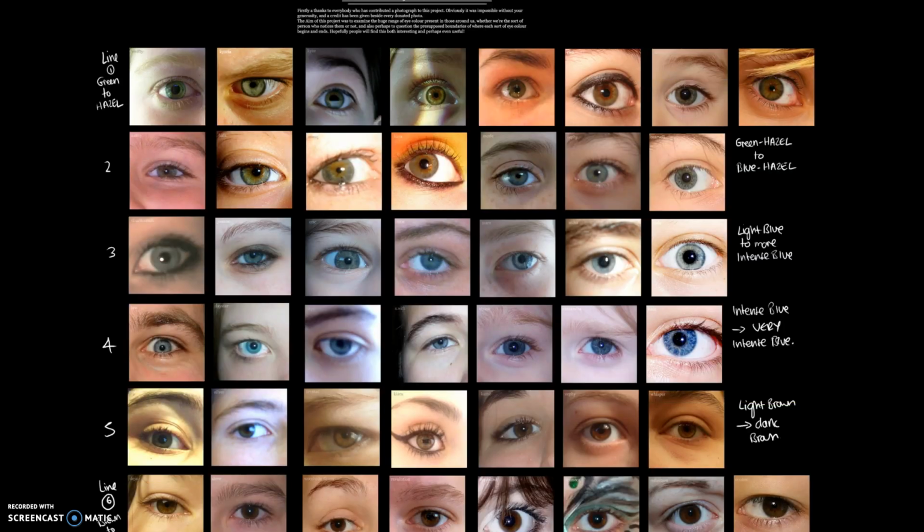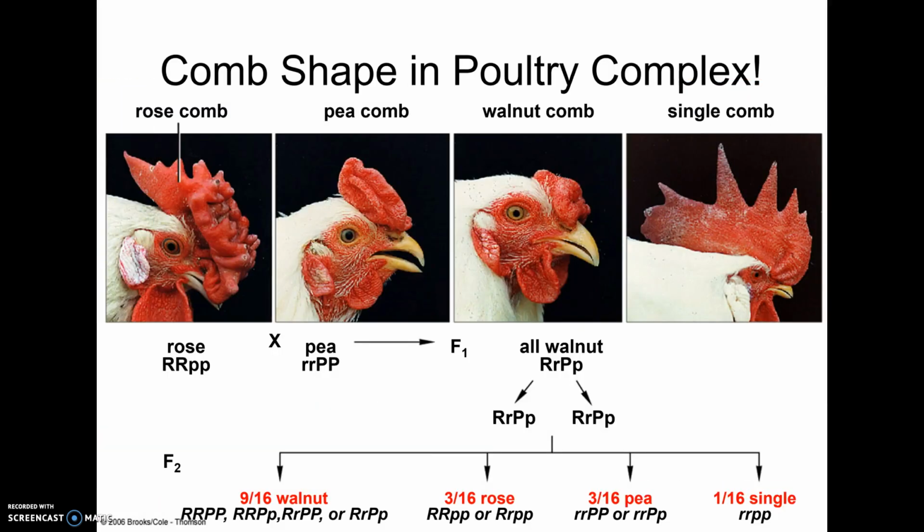Here's another example, eye color. It's not just one gene. It's not just incomplete dominance where you have brown, blue, and green. There's all shades of brown and all shades of blues and all shades of greens and hazels because it's controlled by the interaction of multiple genes. So that's where some traits just don't fit what Mendel said.